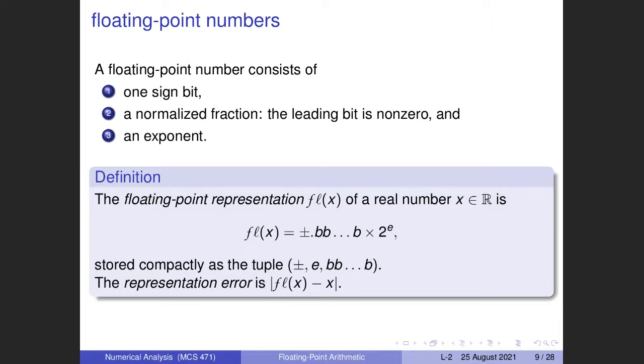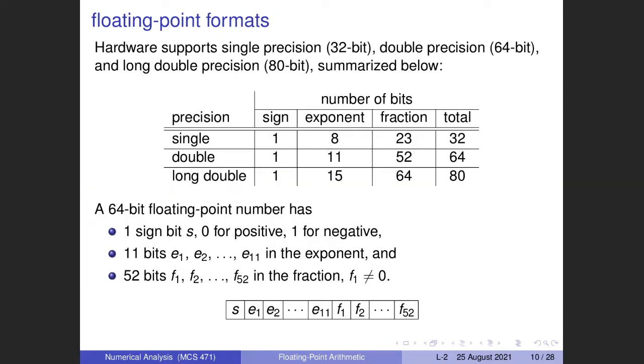One word that is not explained here is normalization. That will become clearer. What is also important here is that we only have a finite number of bits that are used to represent a floating point number.